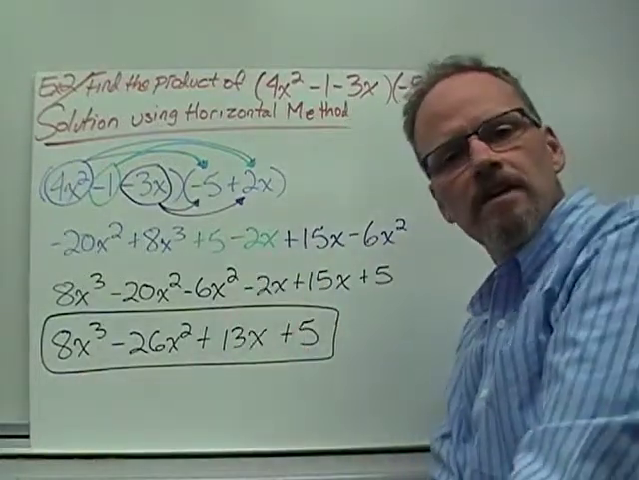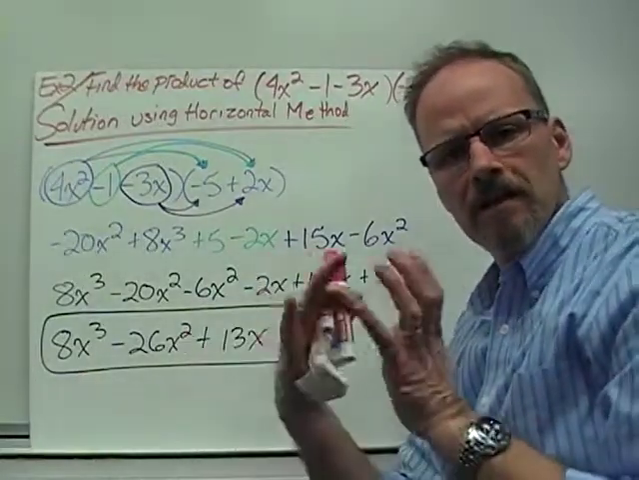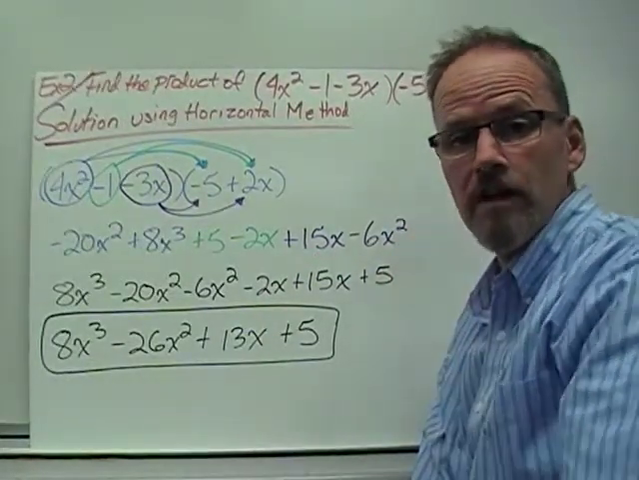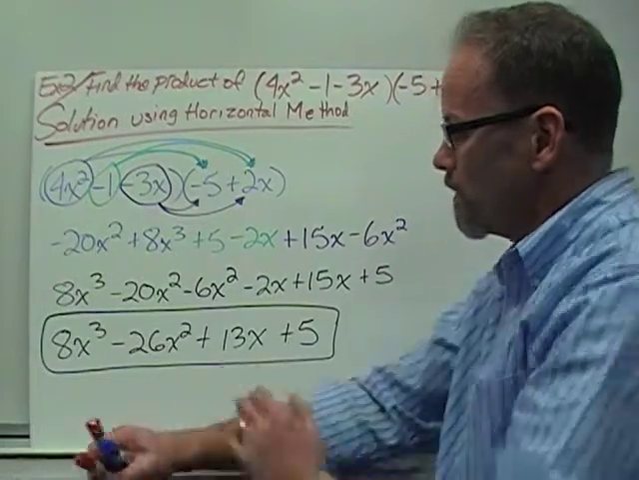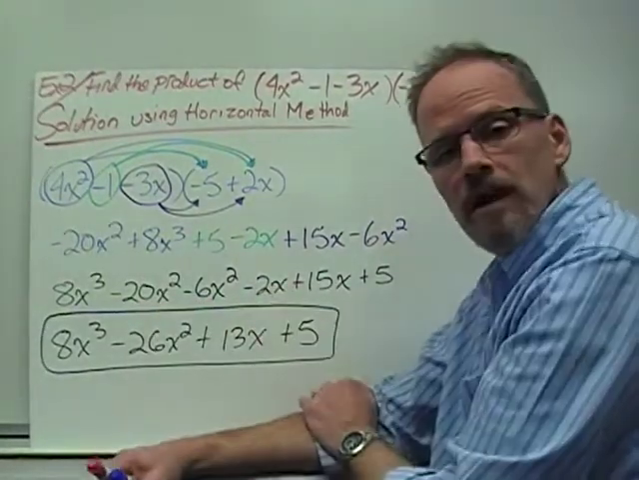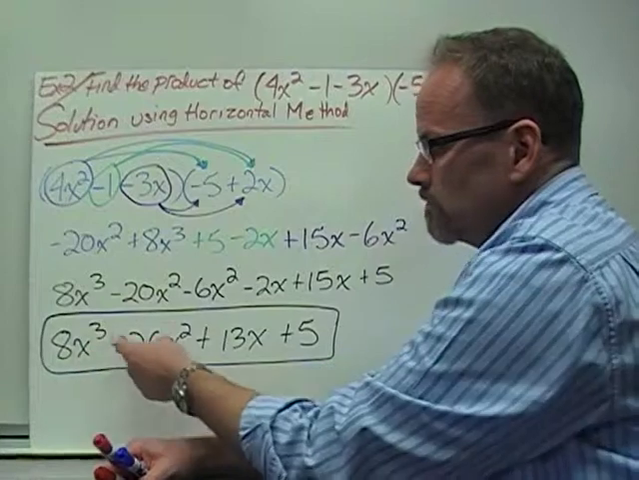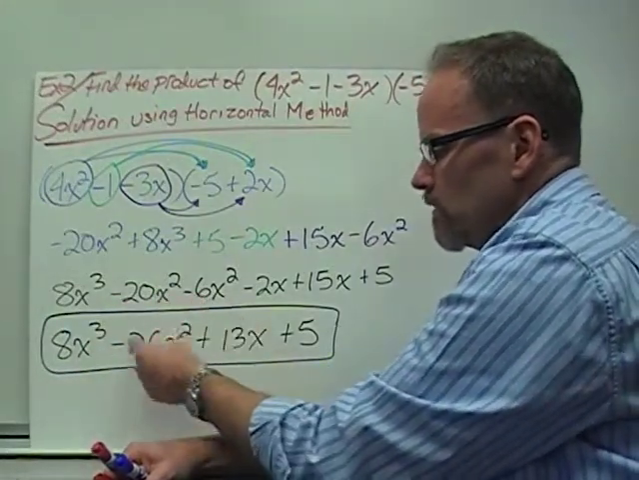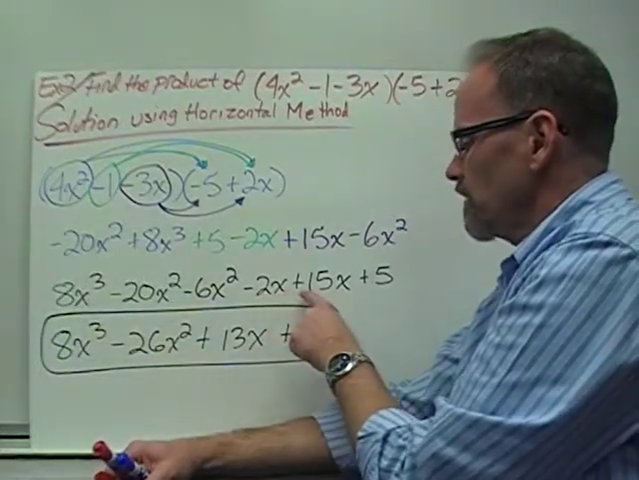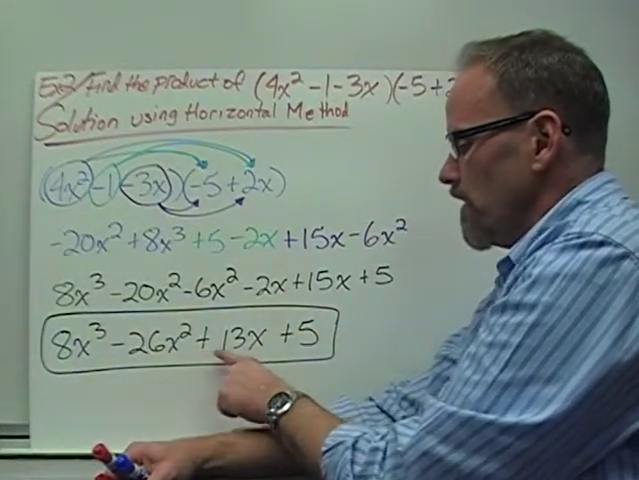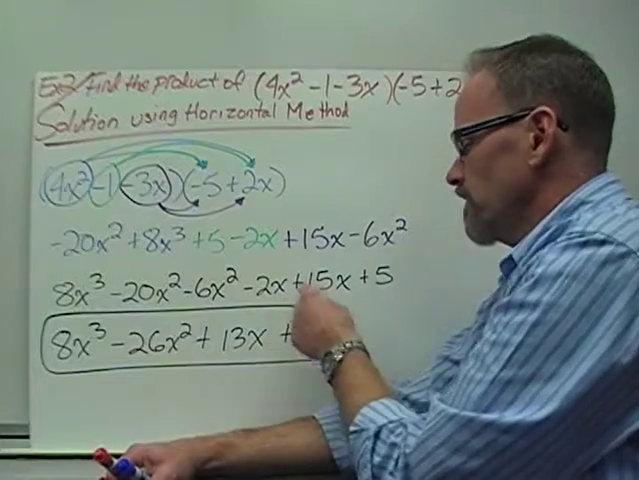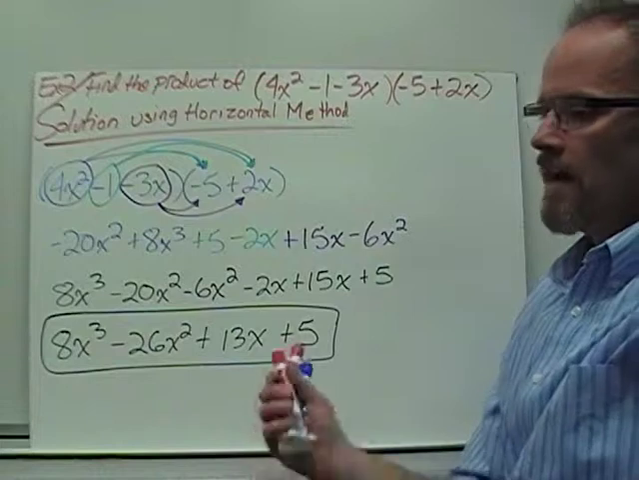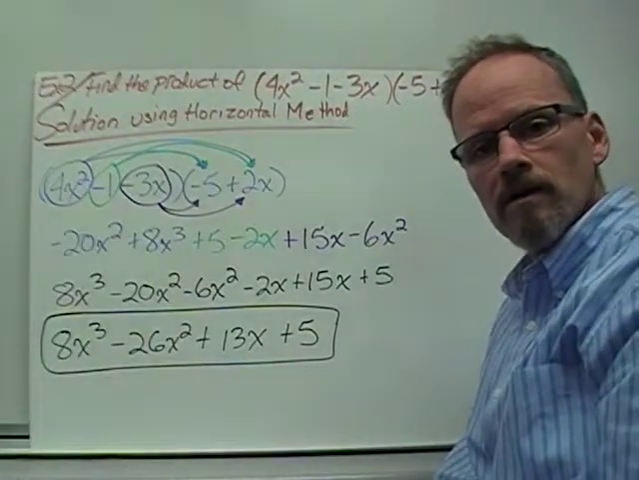So by doing this, you can see I can get them closer, and I can combine like terms a lot faster by putting it in the standard form there. So I'm just going to combine these terms and these terms and we'll be finished. This comes down, negative 26x squared, because negative 20 and negative 6 make negative 26. Negative 2x and a positive 15x is positive 13x, and then the positive 5 goes there. That's the way to do it if you want to do it horizontally.